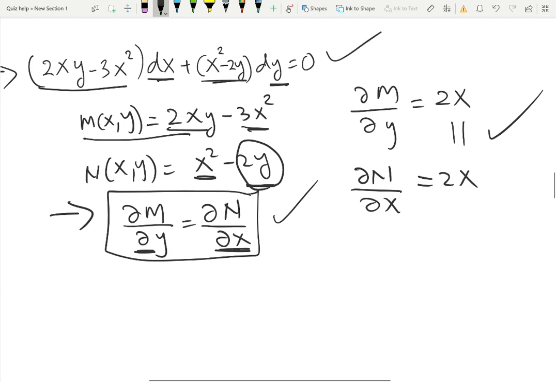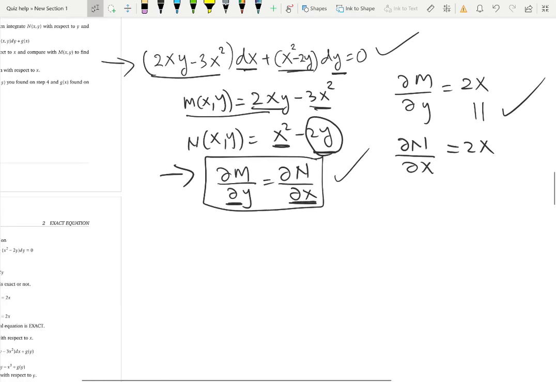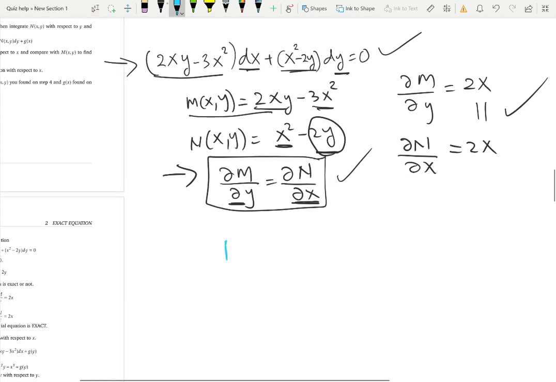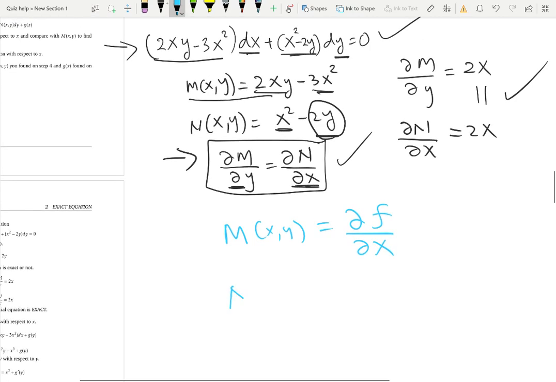So this is exact. Then what does it mean to be exact? That means you can use the definition: M is the partial derivative of some function f with respect to x, and N is the partial derivative of some function f with respect to y. Not some other function, but the same function f as in M. That is what we conclude if we pass the test. Now, we all knew that from the last video.